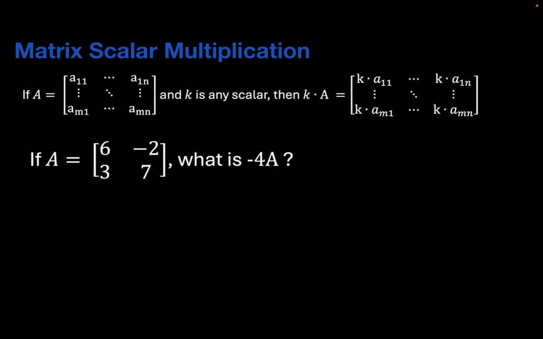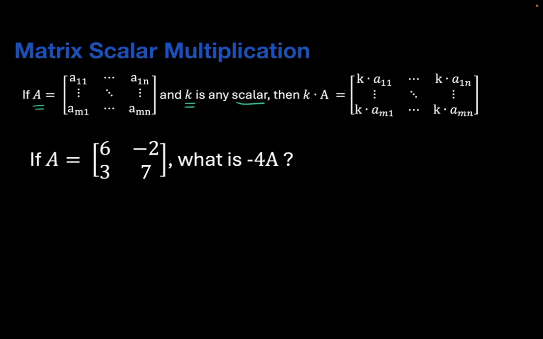So we want to look at matrix scalar multiplication. We have the definition here at the top. It says if we have some matrix and we want to multiply it by some scalar k, it can be any scalar. Now, what does this word scalar mean? It just means a number. It can be any number.